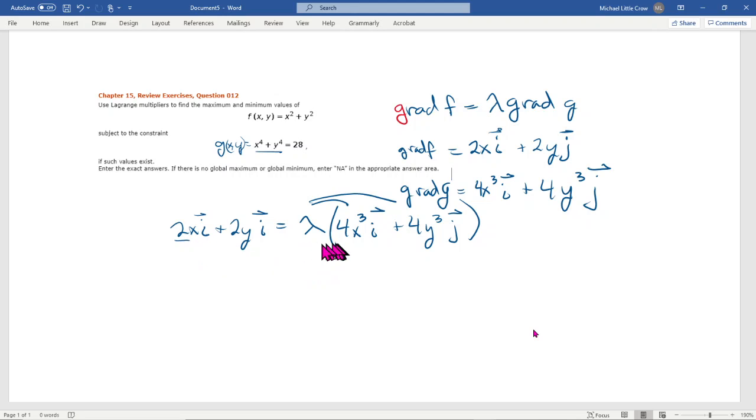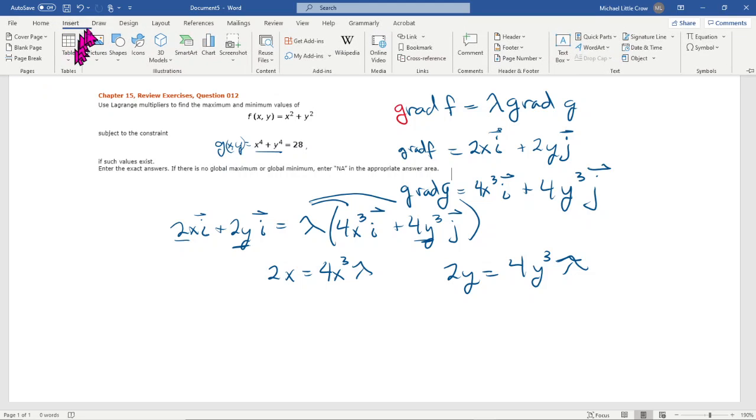So the components have to be equal, so that tells us that 2x needs to be equal to 4x to the third lambda, and 2y, this part has to be equal to this part, which is 4y to the third lambda. I have a hard time drawing lambdas. Okay, so we start from there. So we now just need to solve this system of equations.